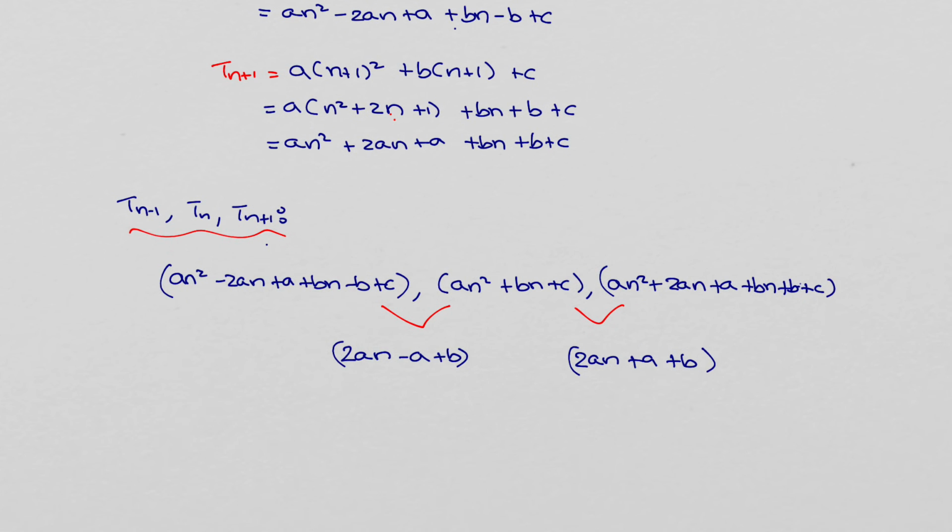And then if I get the difference between these two terms, we have 2an minus 2an. A minus a is 2a, and b minus b is 0. So what we have is our second difference is always going to be 2a. So we need to know this off by heart. Okay, so that's always going to be the case.